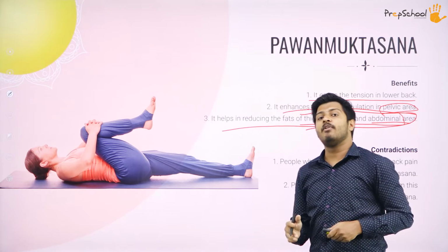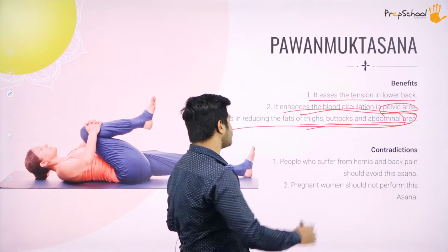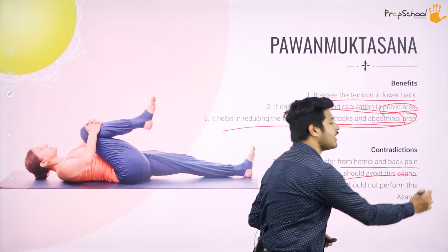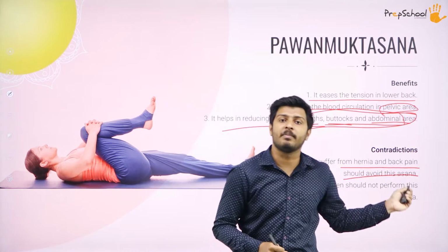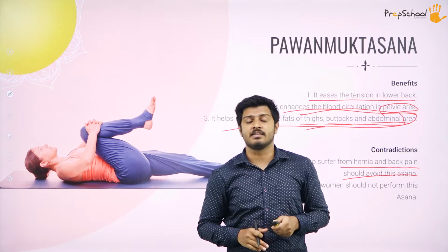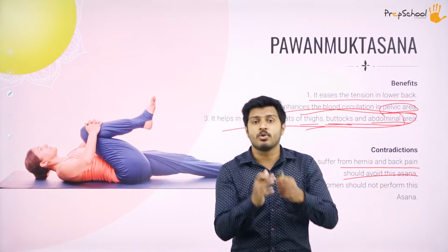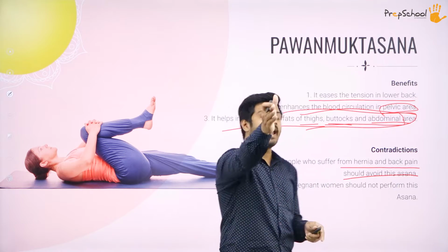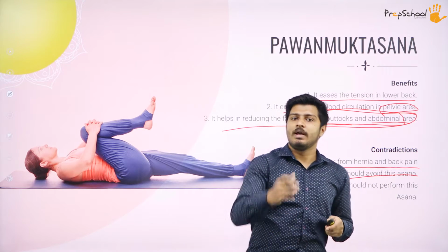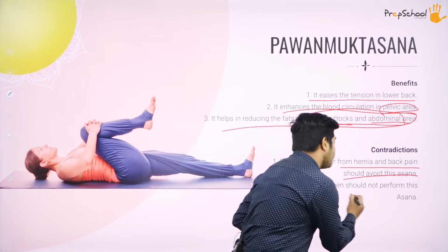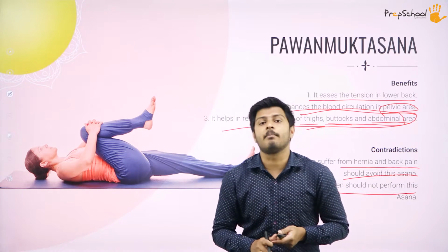Having given all the benefits of Pavan Muttasana, let's move on to some of the contradictions that it has. What is the first contradiction? People who suffer from hernia and back pain should avoid this asana. If you come across any such situation, people who suffer from this are again restricted from practicing this. Or if you know anybody who has these issues, you can guide them not to do Pavan Muttasana if they have hernia and back pain. Moving on to the next situation, pregnant women should not perform this asana. Pregnant women are again restricted from practicing this asana.